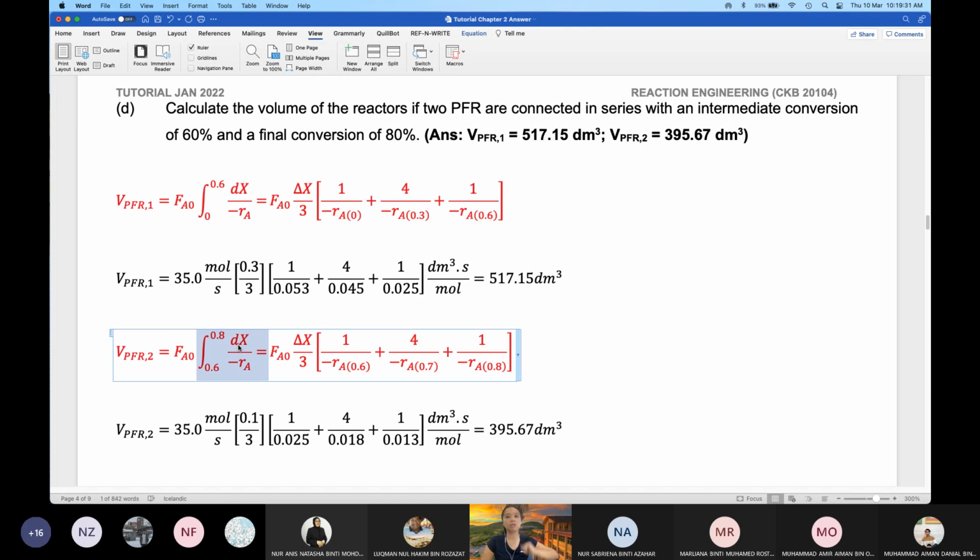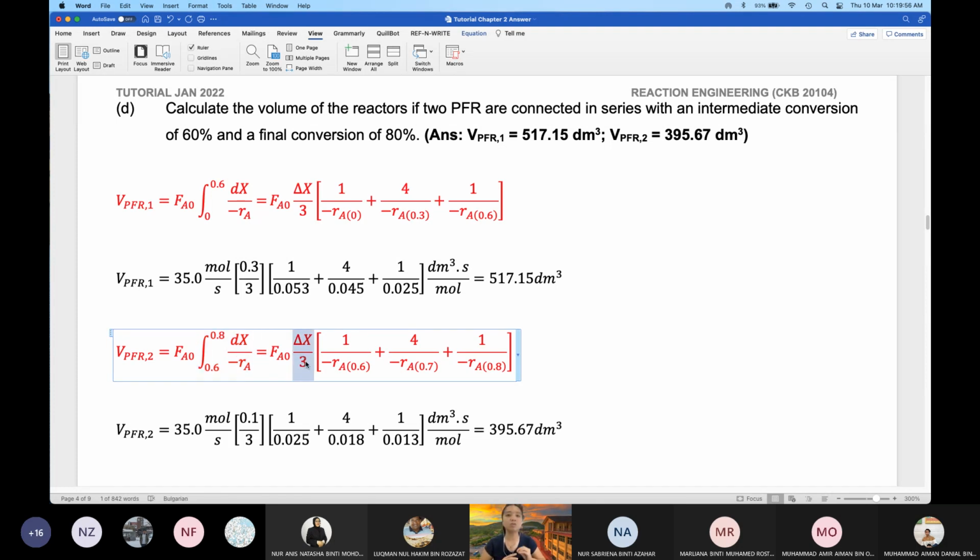So why from 0.6 to 0.8? Because in the second reactor, the conversion entering is 0.6, and it converts to a final conversion of 0.8. X1 is 0.6, X2 is 0.8. So it becomes the integral from 0.6 to 0.8 of dX per minus RA. Then substitute in the form of Simpson's 1/3 rule, FA0 delta x over 3.